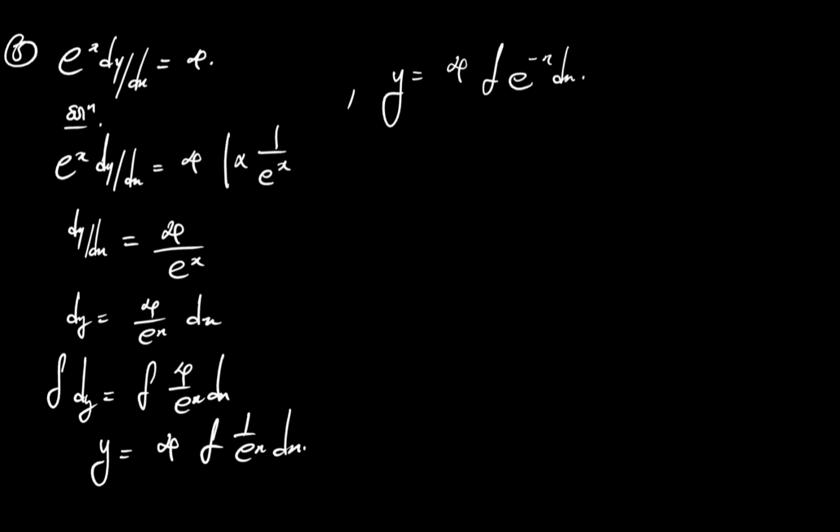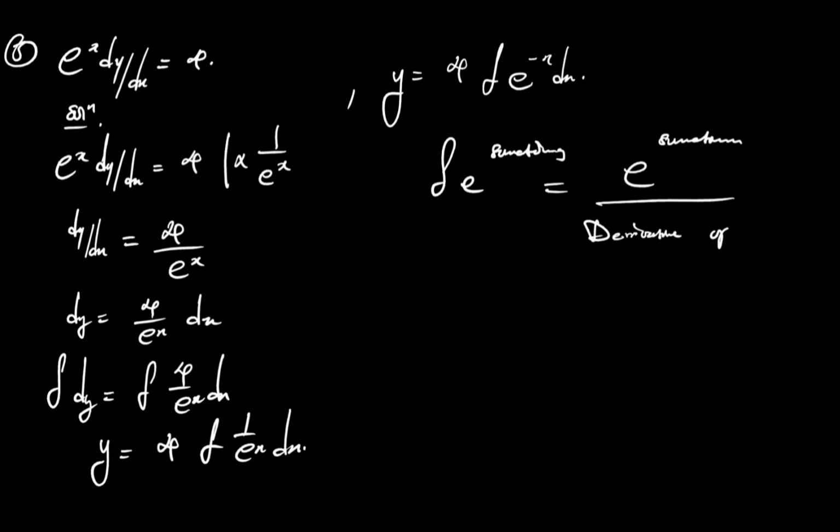Now be mindful that the integral of e to the something is always equal to e to the something divided by the derivative of something. The integral of e to the something is equal to e to the something divided by the derivative of that particular something.